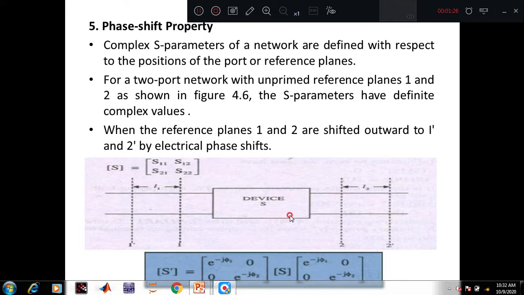So if there is a change in the position of the reference plane, there is also a change in the phase value, a change in the S parameter values. If S parameters change, definitely the magnitude as well as the phase value changes, right? So what this phase shift property tells us is that whenever there is a change in the position of the reference plane with respect to the device, there is also a change in the complex values. In turn, there is a change in the phase values.